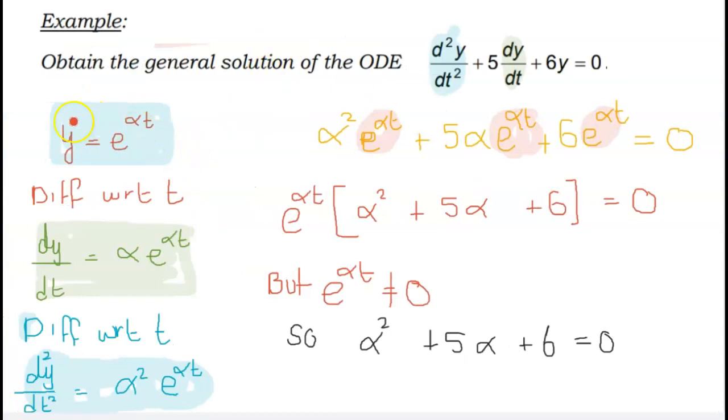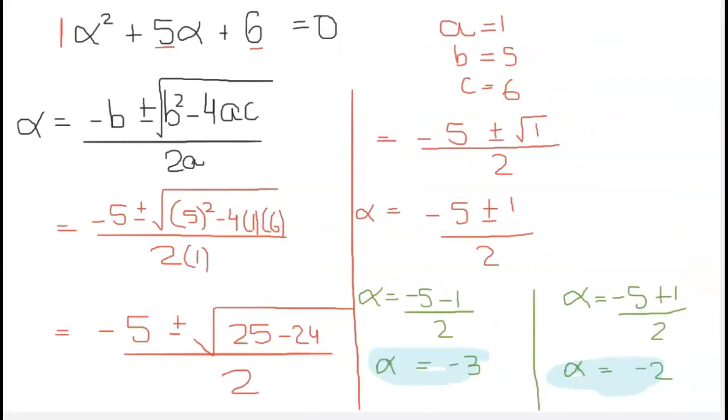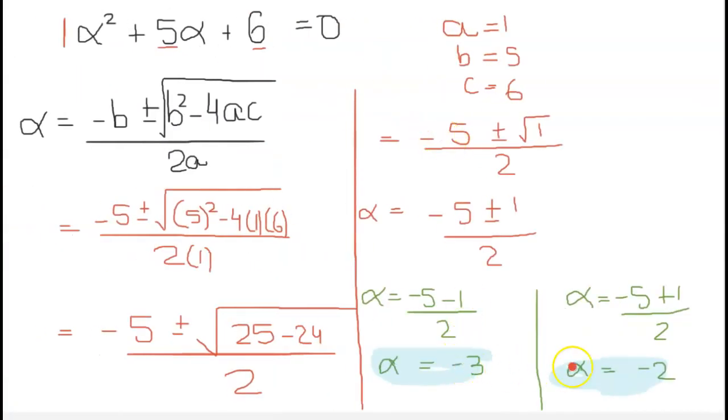So if you remember, this was the first equation we used, y equals e to the alpha t. I will put the values into this equation. So y1 equals e to the alpha t, so e to the minus 3t. And then y2 equals e to the minus 2t. Where I got the minus 2 and minus 3 from these two values of the alpha. I have two roots now.